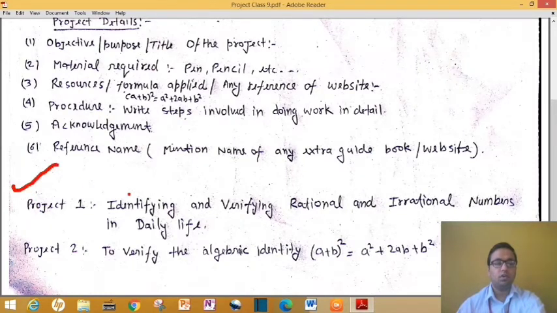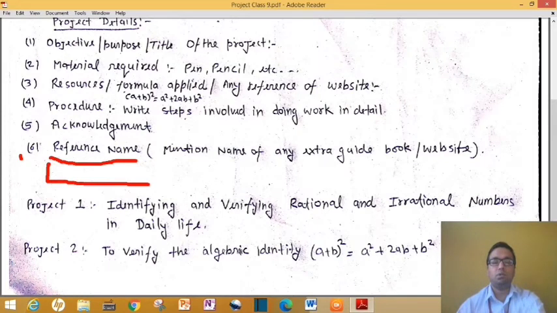So the first project for your summer vacation is identifying and verifying rational and irrational numbers in daily life. Okay, and the second project topic is to verify the algebraic identity, that is (a plus b) whole square equal to a square plus 2ab plus b square. So as I told you, you can take help of your lab manual, maths lab manual, and if you don't have it, you can take help from the internet also. But all the things you have to mention at the last page, that is called reference name, means from where you have taken that particular portion of your project.